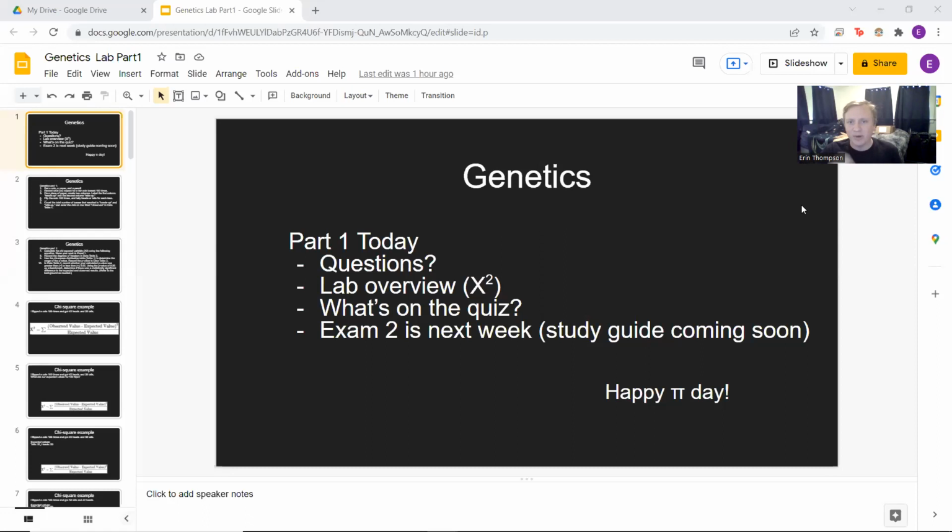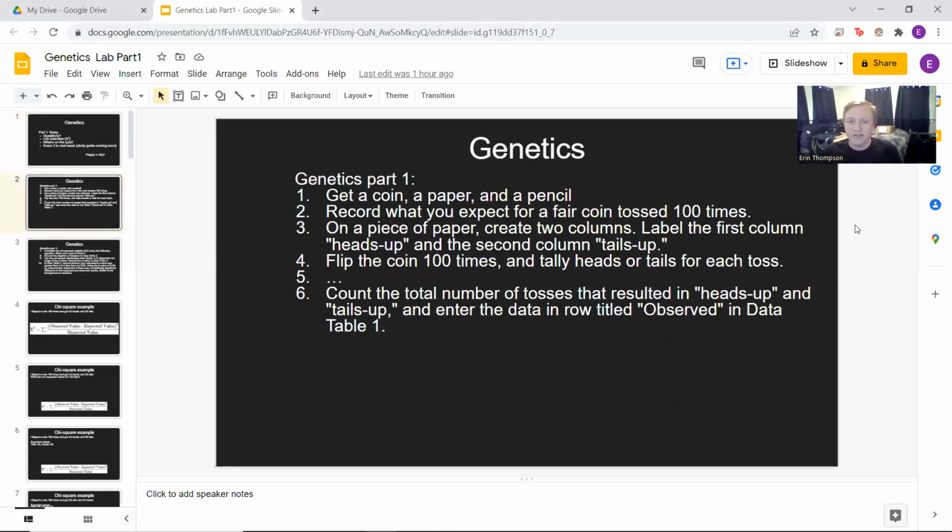Part one just tells you to get a coin, a pencil, and a paper, and you're going to flip a coin 100 times and tally down every time it's heads or tails. I've had folks do this using a coin flipping app. That's perfectly fine. If you know how to make Excel do random numbers for you, that's fine too. But finding a coin is probably the easiest way.